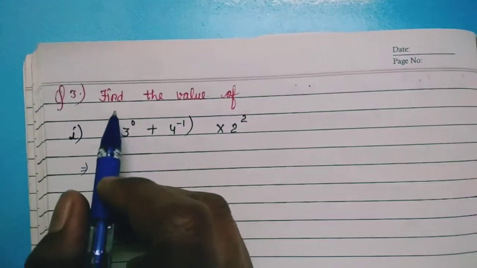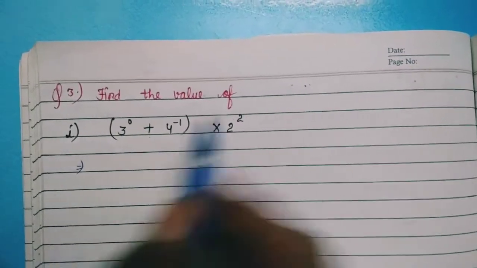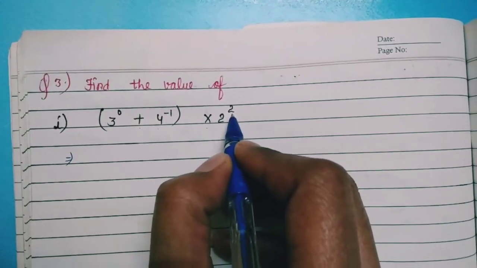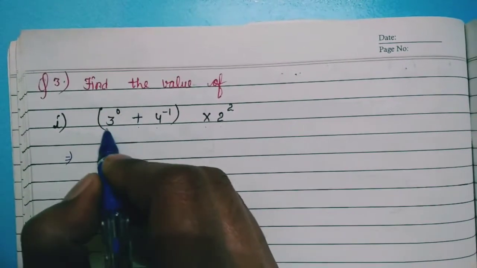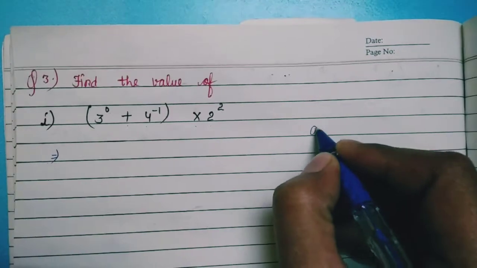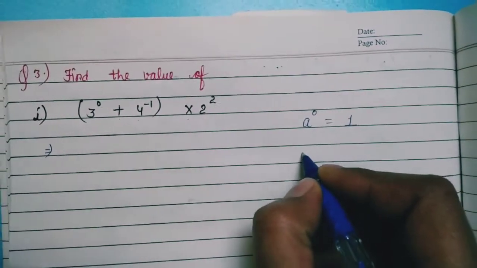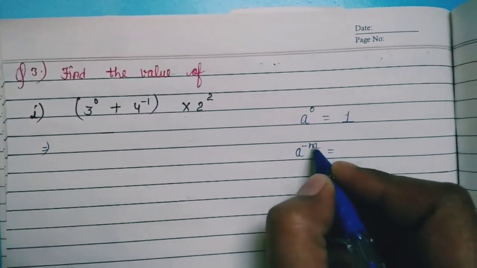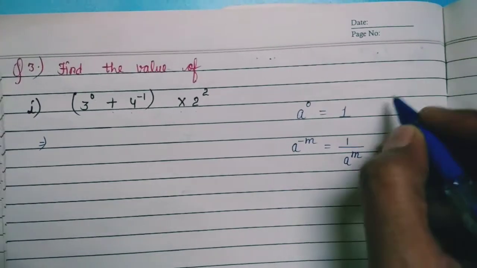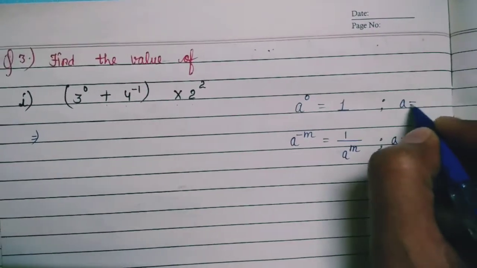Now question number 3 is find the value of. The first one is 3 raised to the power 0 plus 4 raised to the power minus 1, multiplied by 2 raised to the power 2. Here we can apply a law, and this term can also be solved using the law: when we have a raised to the power 0 it will be 1, and when we have a raised to the power minus m, this negative exponent will change into positive and it will go in the denominator, but in both cases a will never be equal to 0.